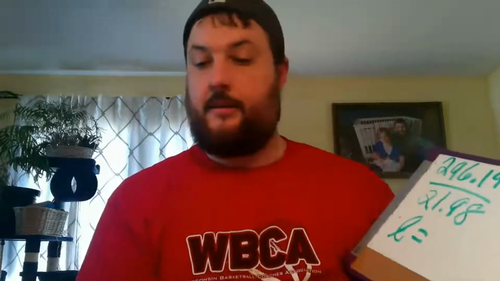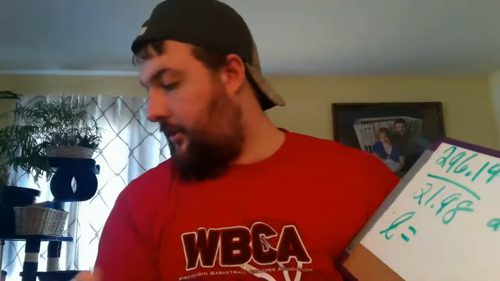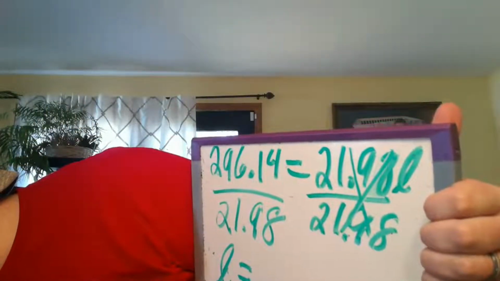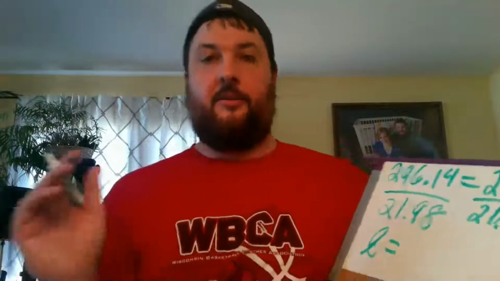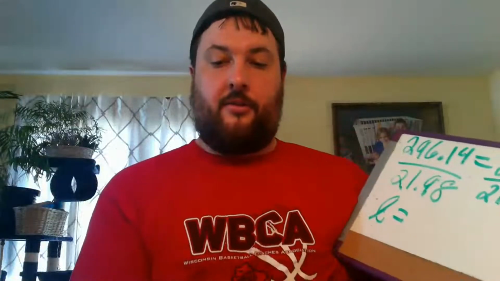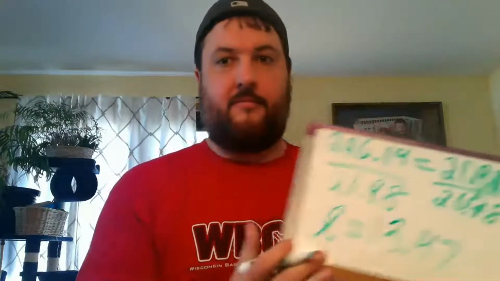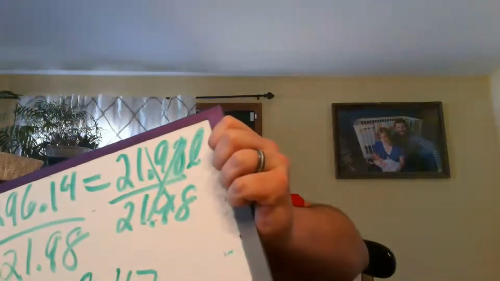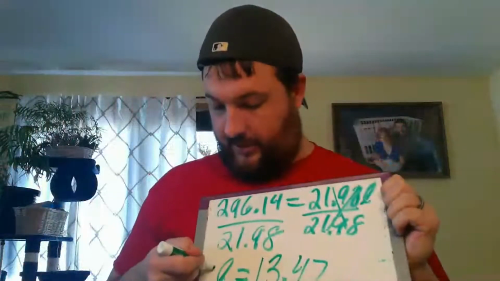296.14 divided by 21.98. Check the directions. The problem I see on here says round to the nearest hundredth. So that's 2 decimal places. So I'd round this answer to 13.47. I don't know what your problem says to do, but that would be the answer to that one.